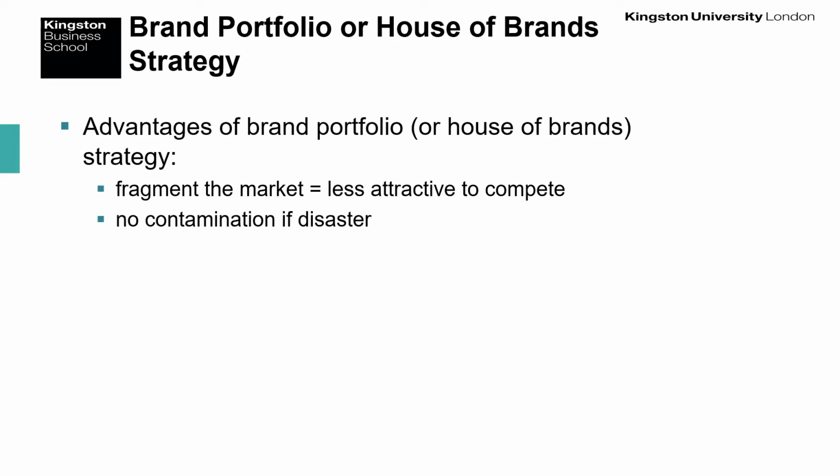Another important advantage of the House of Brands strategy comes from each brand being unique and self-contained, with no apparent connection with any other brands, and indeed not much of a connection or none at all with the parent company. This means that if something goes wrong with one of those brands, the problem can be contained and doesn't spill out onto other brands' products within the organisational portfolio.